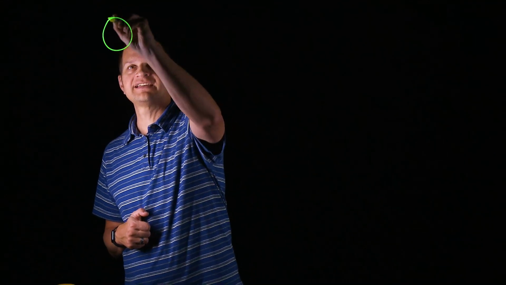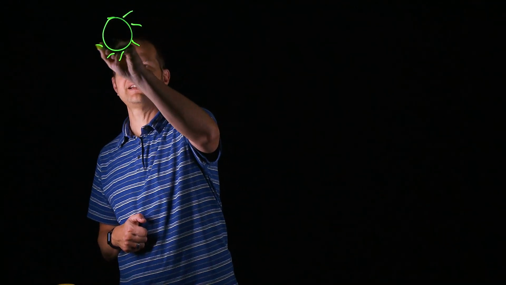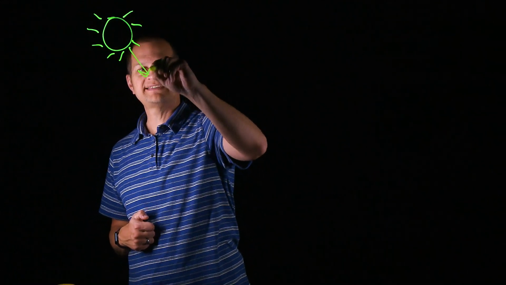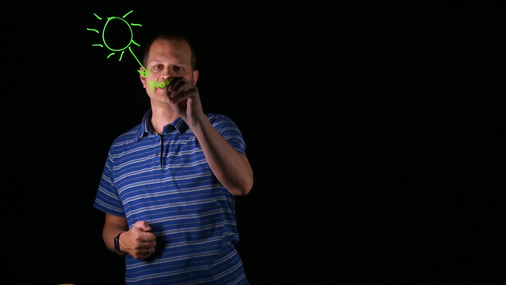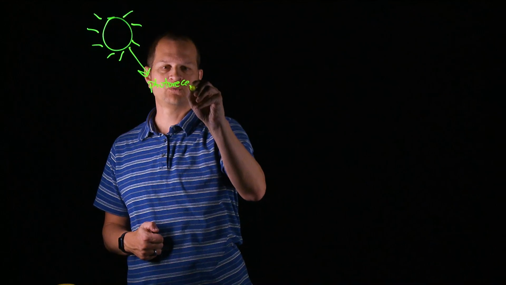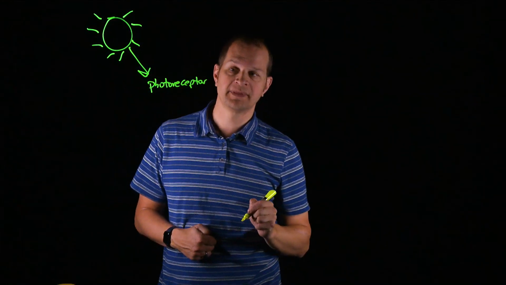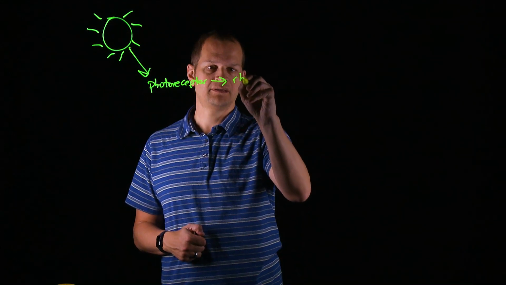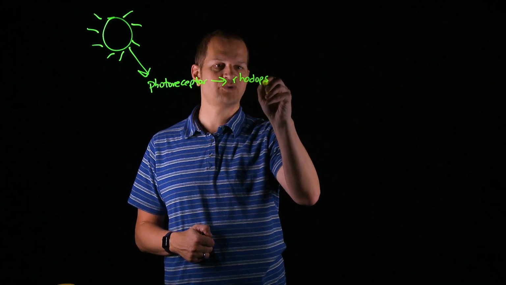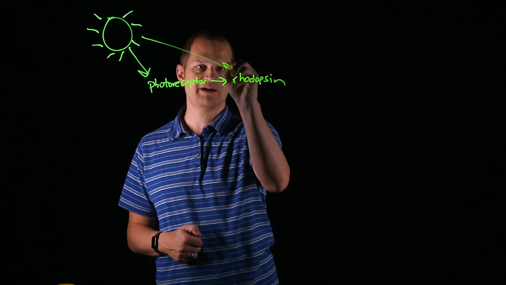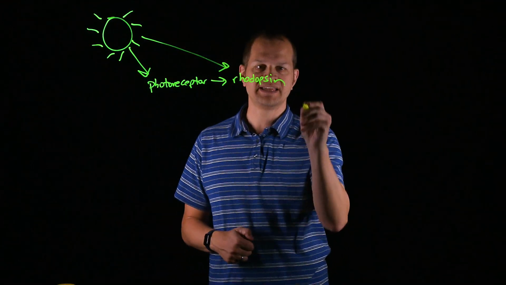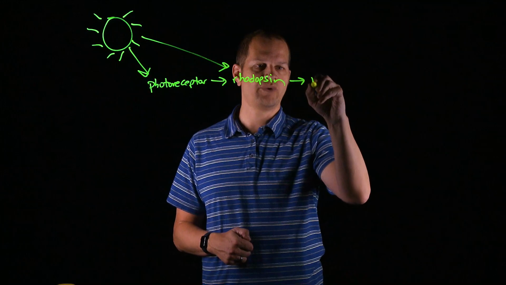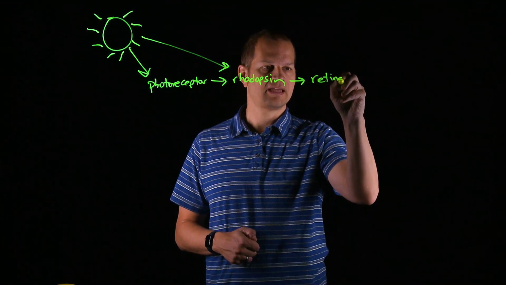So the first thing is that we have to have light. So here's my sun, and this hits my photoreceptor. Now within my photoreceptor, we have all sorts of different proteins. One of those proteins is something called rhodopsin. When light hits rhodopsin, which is in the photoreceptor, it breaks apart into retinol and opsin.